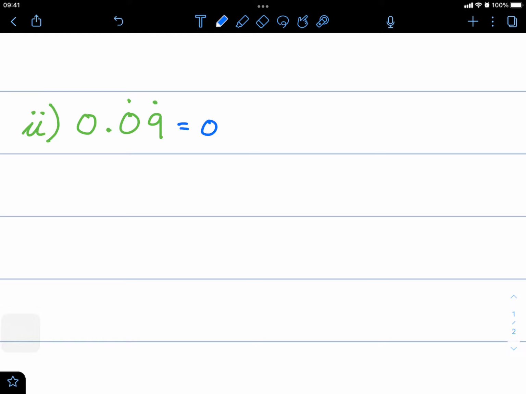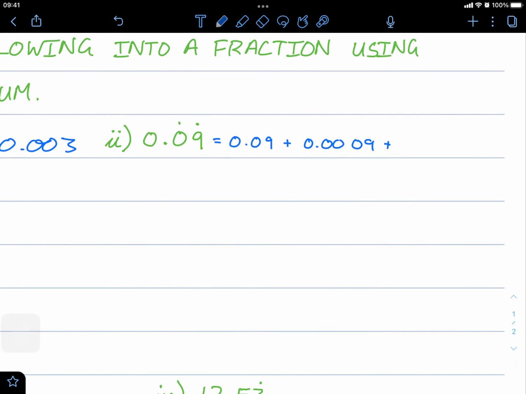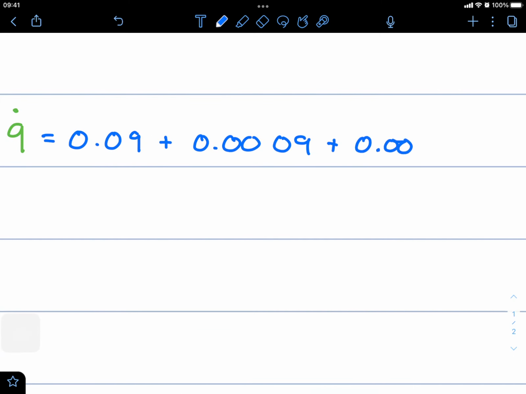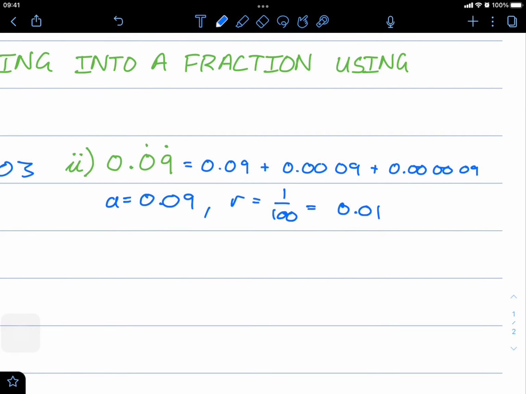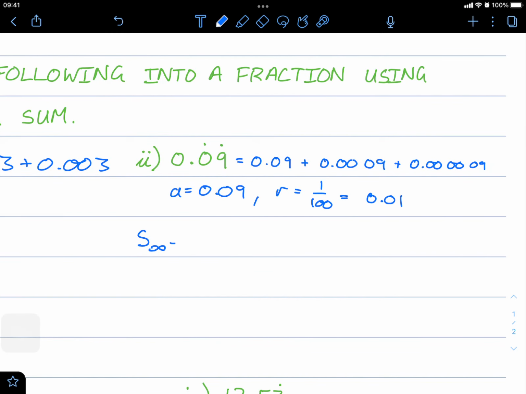Here we go. So writing this out, 0.09 plus 0.0009 plus, I'm going to make some more space here, 0.000009. From here we can see that the first term is 0.09. The common ratio, you can see from how many spaces it's moved, is going to be 1 over 100 or 0.01. Taking the limiting sum for this, this is going to be 0.09 over 1 minus 0.01.